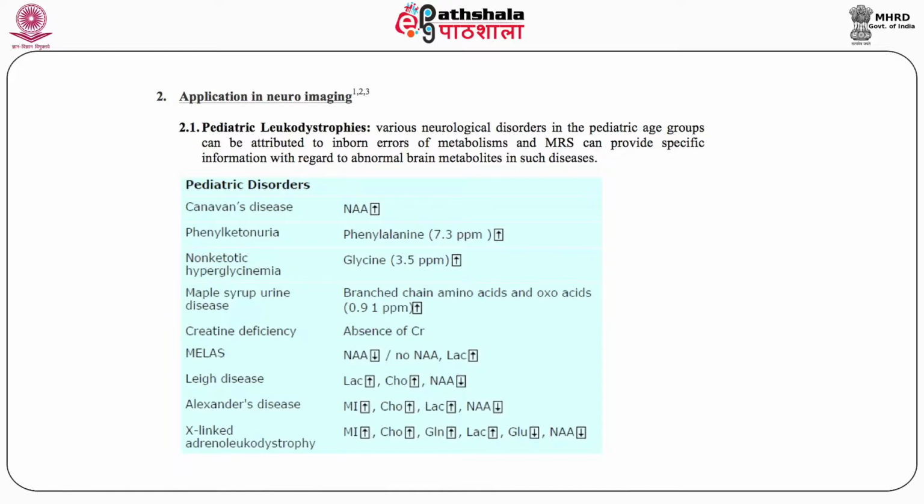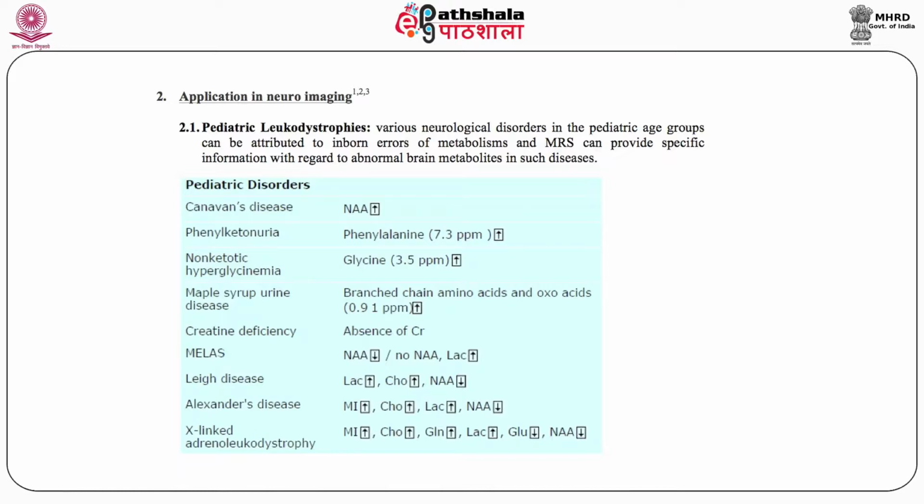For example, in Canavan's disease, we see that the NAA peaks, which are representative of neuronal elements, are way higher than other metabolite peaks. In phenylketonuria, the phenylalanine peak at 7.3 ppm is at a very high level. In diseases such as maple syrup urine disease, metabolites like the branched chain amino acids and oxo acids seen to resonate at 0.9 to 1 ppm are seen to be increased.